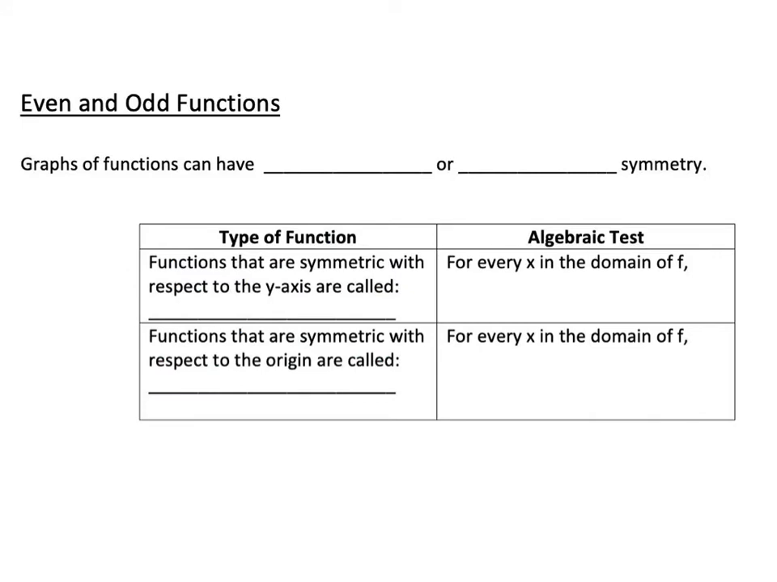Now, relations can have symmetry across the x-axis, but functions cannot. So when I am looking just at functions, functions can only have y-axis symmetry or symmetry with respect to the origin. I'm going to fill in those two words there: y-axis or origin symmetry. If they have this type of symmetry, they're either going to be even functions or odd functions. Functions that are symmetric with respect to the y-axis are called even functions. The ones that are symmetric with respect to the origin are going to be odd.